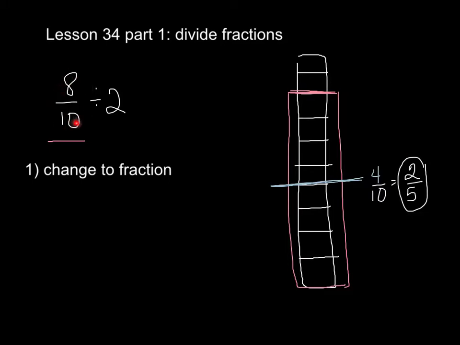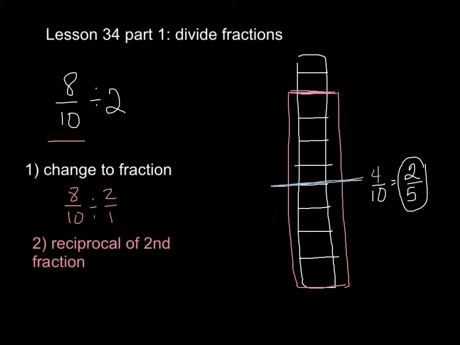Well, we have 8/10, that's already a fraction. Divided by 2, we're changing that to a fraction. We can make a whole number a fraction by putting a 1 under it. So that's going to change to 8/10 divided by 2 over 1. Make sure you get that copied down just like that. Okay, and so the second step that you're going to do is the reciprocal.